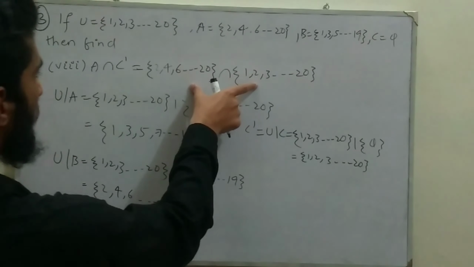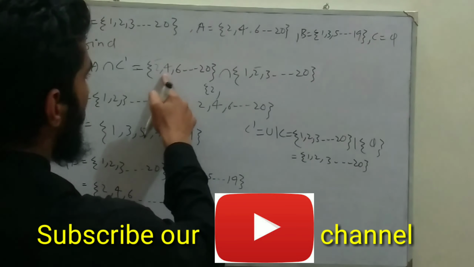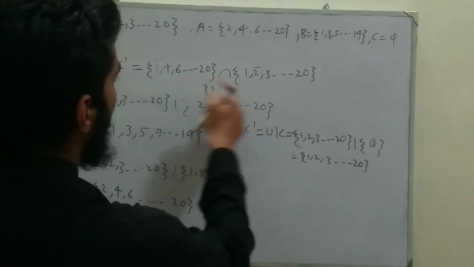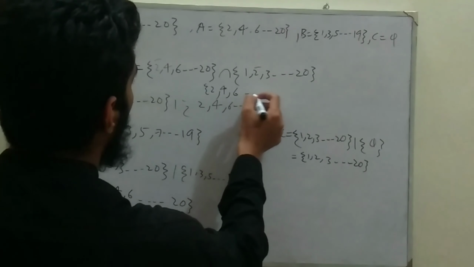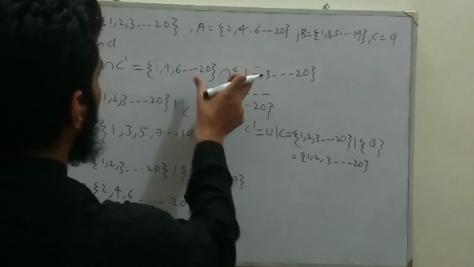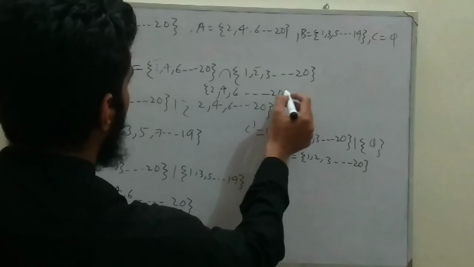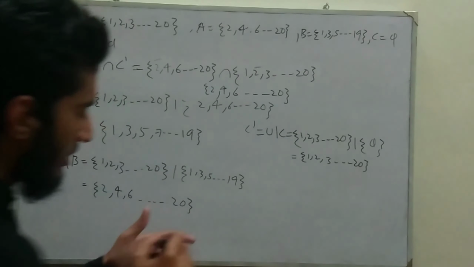Intersection is the common elements between these two sets. So the common element is 2, and here is 4, 4 is present in this set, and here it is 6, and 6 is present in this set, and goes to 20. So all the even elements in these two sets will be our A intersection C complement. So this is the required result.